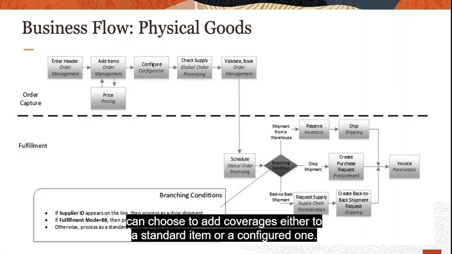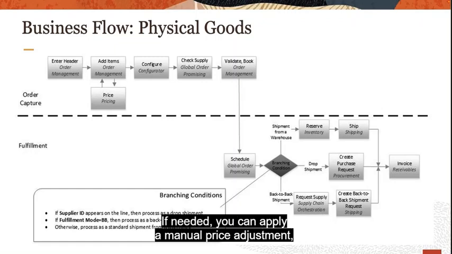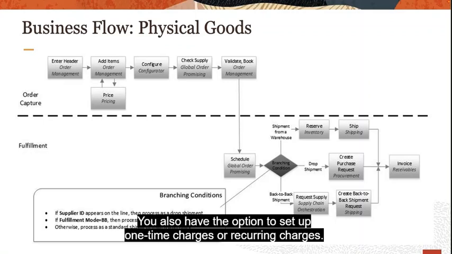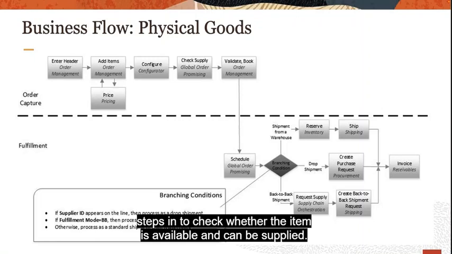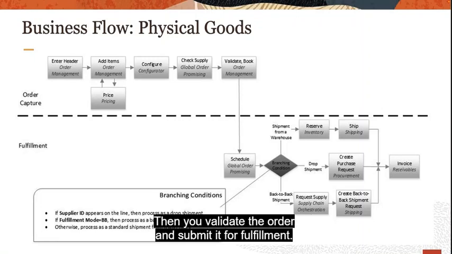Next, the system prices the item based on the rules set up in the price list. If needed, you can apply a manual price adjustment, giving you flexibility for special discounts or promotions. You also have the option to set up one-time charges or recurring charges. After you've added the item, Global Order Promising steps in to check whether the item is available and can be supplied. Then, you validate the order and submit it for fulfillment.